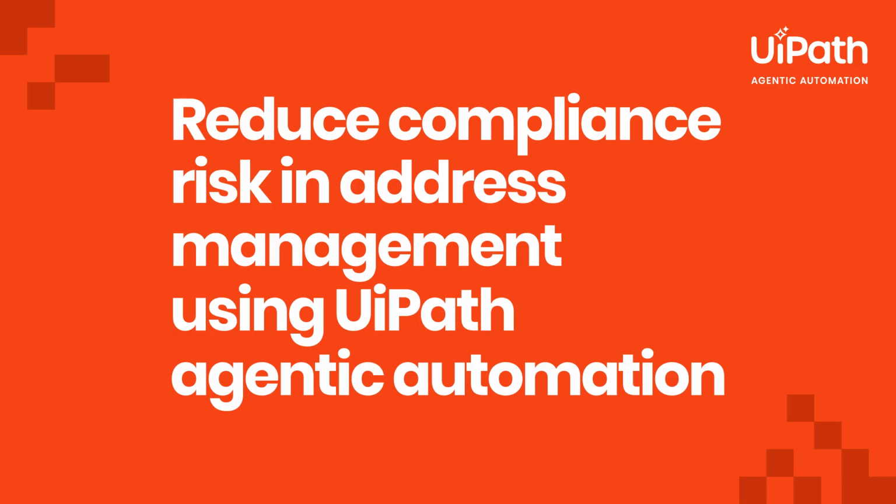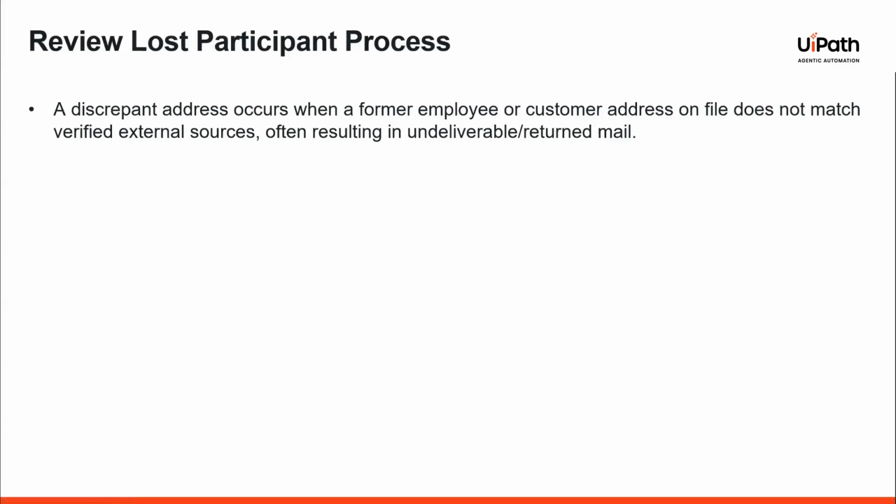The focus of today's conversation is outlining how we can use agentic automation to resolve our lost participant process. Before we start the demonstration, let's take a moment to define what we mean when we talk about a discrepant address. What it boils down to is a discrepant address occurs when the address we have for a former employee or customer doesn't match the internal records that we have. This often results in undeliverable or returned mail.